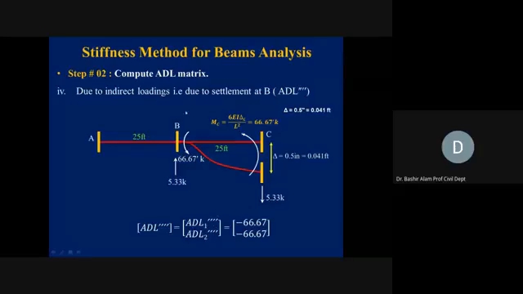ADL1 with 4 primes, corresponding to D1, is minus 66.67. Why minus? Because it is counterclockwise, so we take the effect. If something is coming from the BC span, we should include that also. ADL2 triple prime, again, corresponding to D2 we have a counterclockwise movement, so minus 66.67. Now you have ADL1 prime, double prime, triple prime, and 4 primes. You should add these effects in order to get the total effect of ADL.